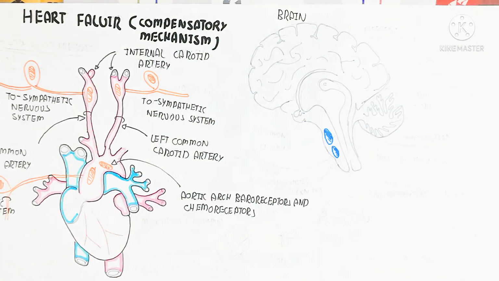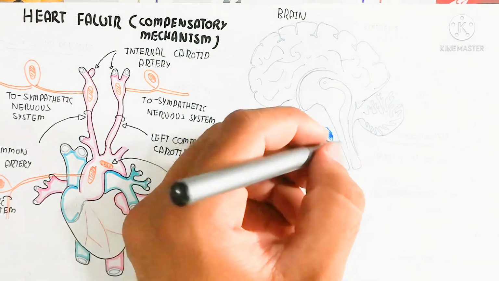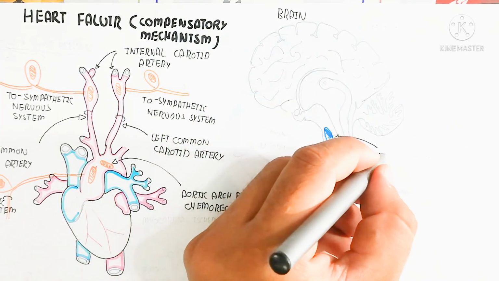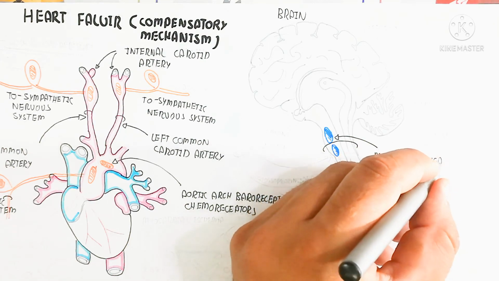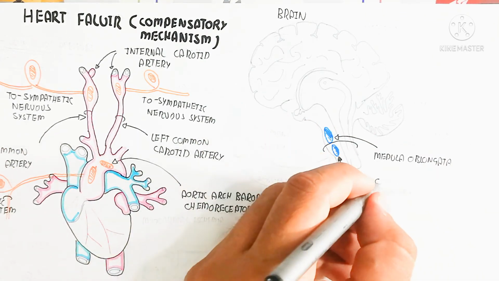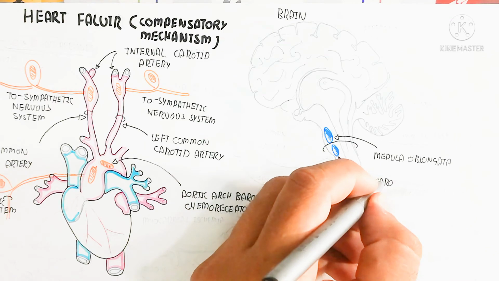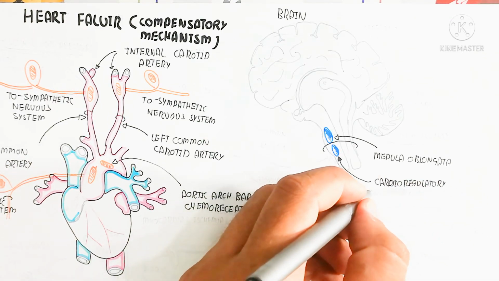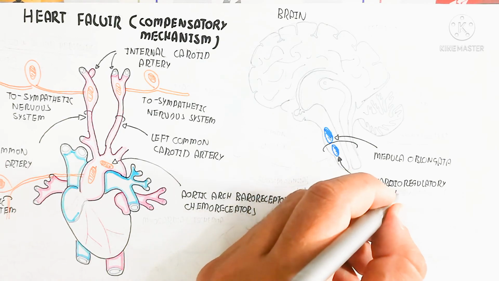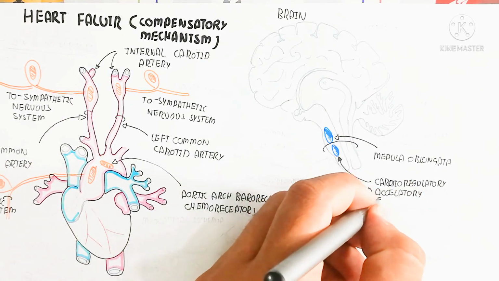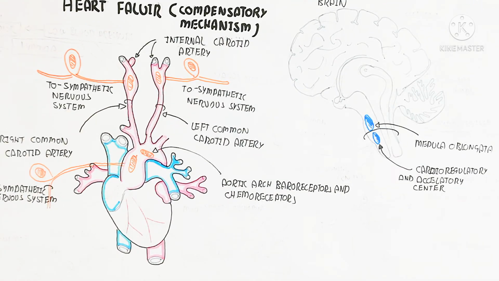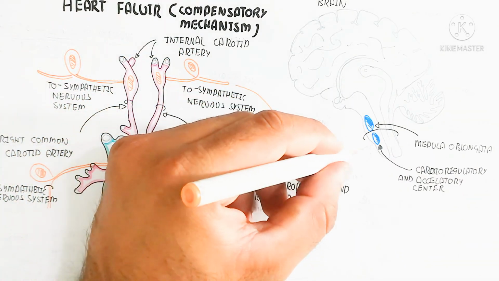Here is the brain containing the medulla oblongata, which contains two nuclei: the cardioregulatory center and the acceleratory center. The cardioregulatory center is balanced through parasympathetic and sympathetic activity, while the cardio-acceleratory center will increase the blood pressure and heartbeat due to sympathetic activity. So let's begin to understand.